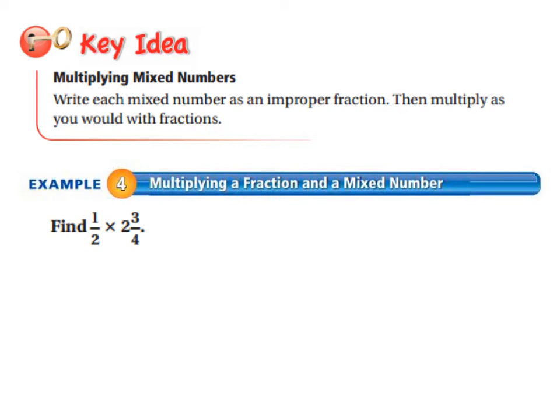1/2 is already a fraction. To get 2 and 3/4, that mixed number, into an improper fraction, remember you multiply the denominator by the whole number, and then you add the numerator. So 4 times 2 is 8, plus the 3 is 11, over my same denominator, 4. So now I have 1/2 times 11/4.